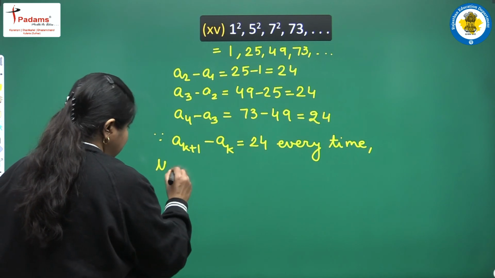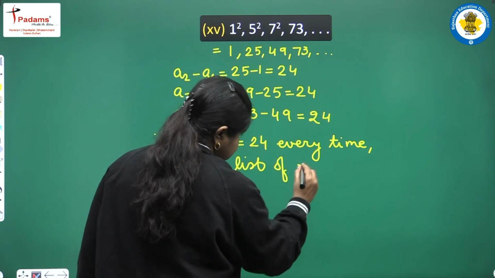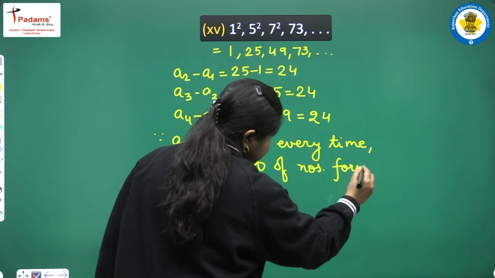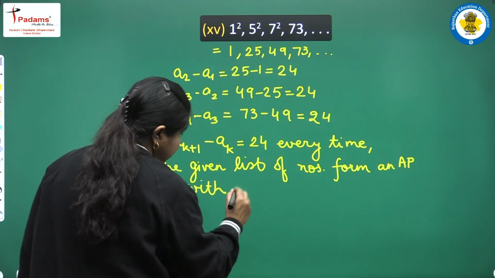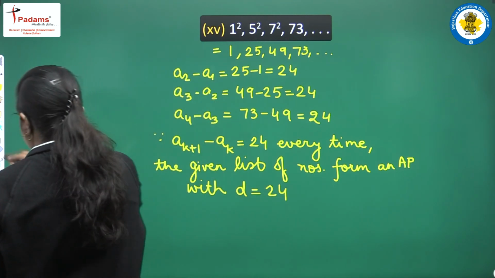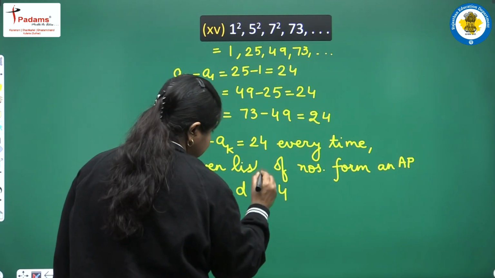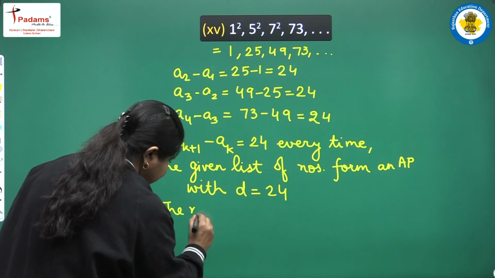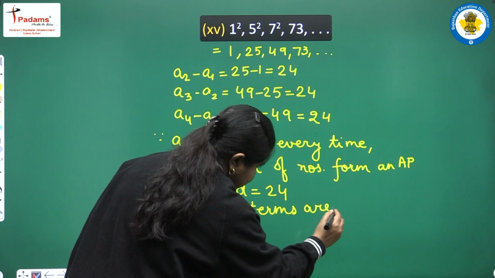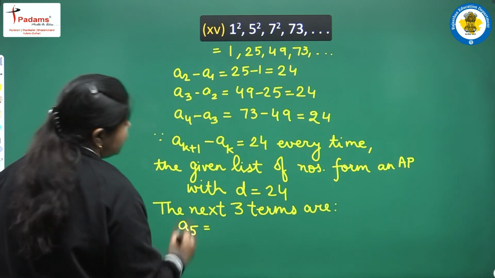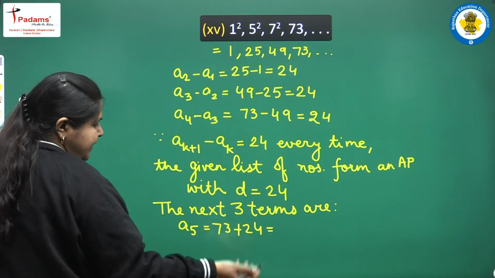इसलिए the given list of numbers form an AP with common difference D equal to 24. And now can you tell me the next three terms? Of course you can tell it. We write here the next three terms are the fifth term. It will be 73 प्लस 24. 24 को ऐड करते जाएंगे और अगली अगली टर्म्स हमें मिलती जाएंगी.